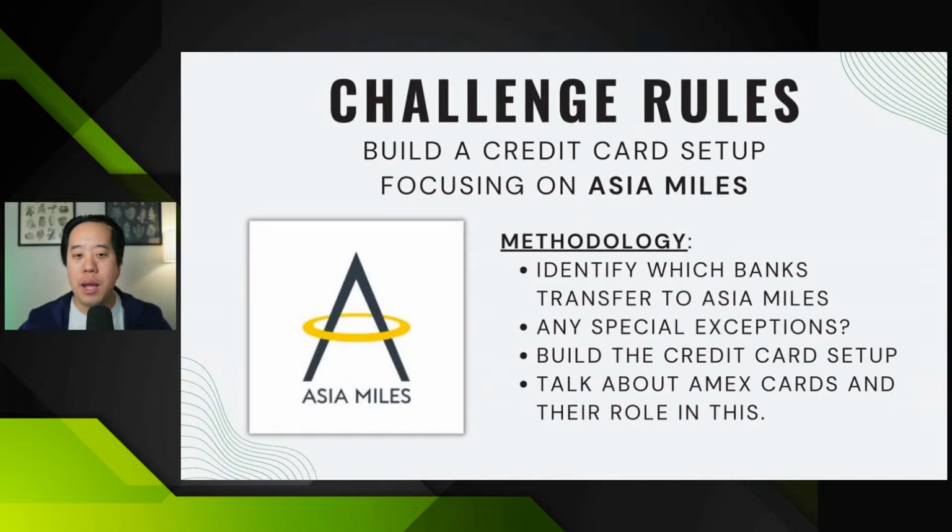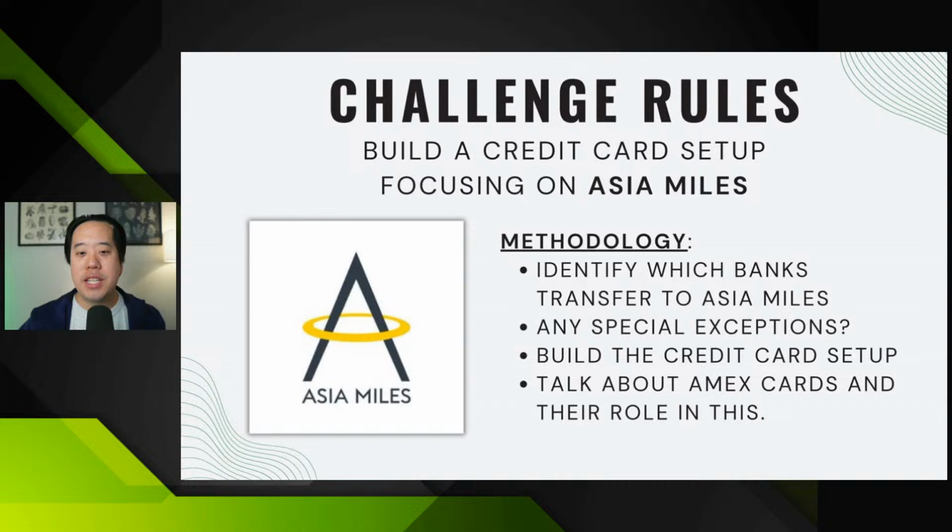The challenge is very, very basic. Basically it says build a credit card setup focusing on Asia Miles. The way we're going to do that is, first, identify which banks transfer to Asia Miles, because that's the most important thing, since we have to know what we're working with before we get to where we're going. The second is going to be any special exceptions. The third is to build the actual setup itself. And the fourth thing we'll do is talk about the Amex cards and how they play a role in this too.